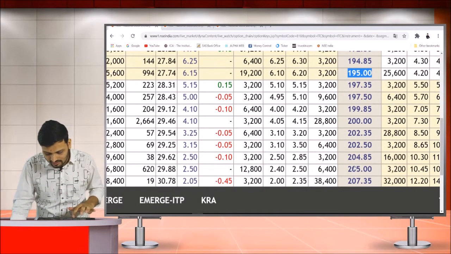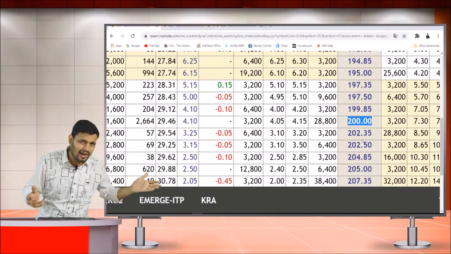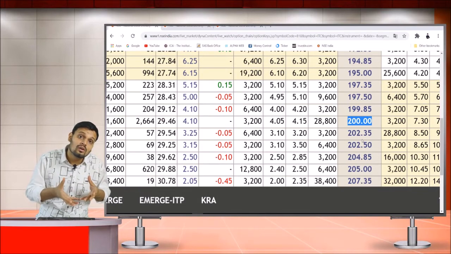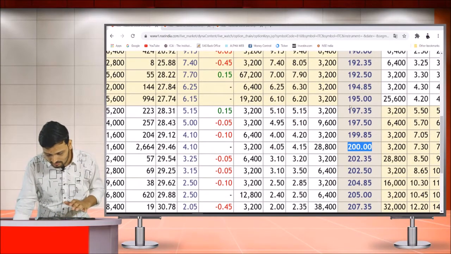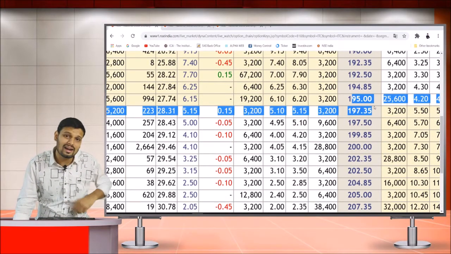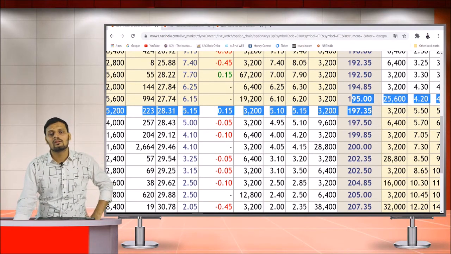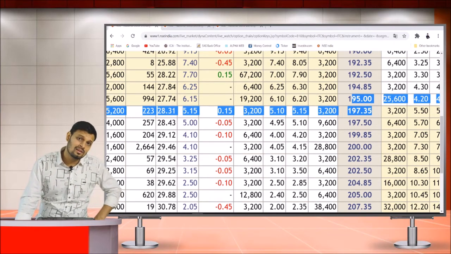And let us say you want to buy it at 200. In the market, if you go, you can buy it at 196 itself. In the future, you want to buy it at 200. You are out of the money. And if there was an option of 196 here, then it would have been at the money, which will have a higher premium payable by the buyer in the money.